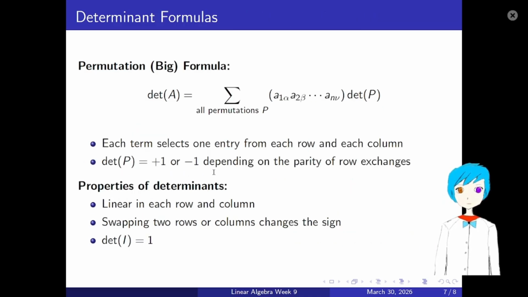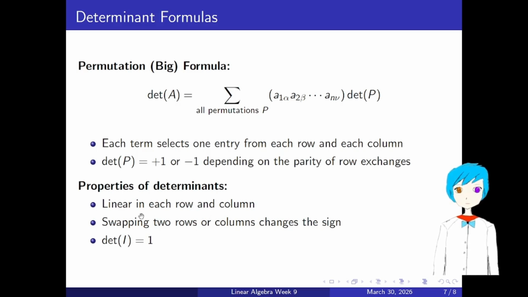So formally speaking, how can we determine the determinant for an n by n matrix? This is a big formula: the sum over all permutations P of det(P) multiplied by a_1α, a_2β, to a_nμ, where α, β, to μ is a permutation of 1 to n. So each term selects one entry from each row and each column. The determinant of P equals +1 or -1 depending on the parity of row exchanges.